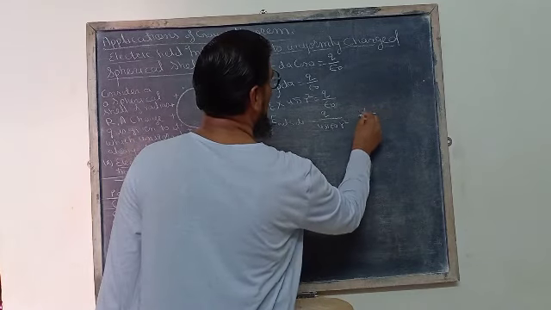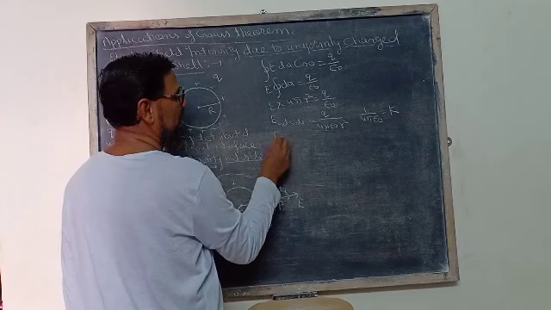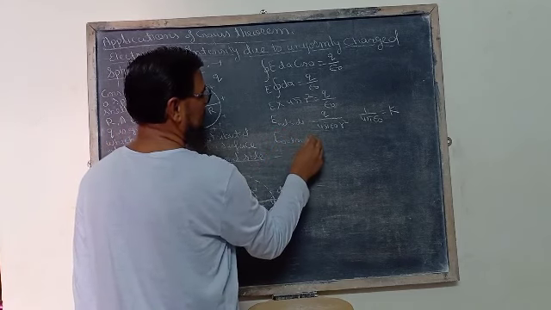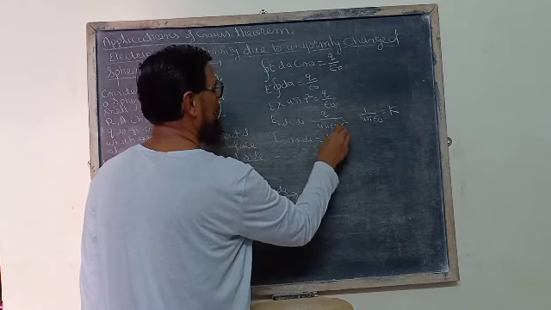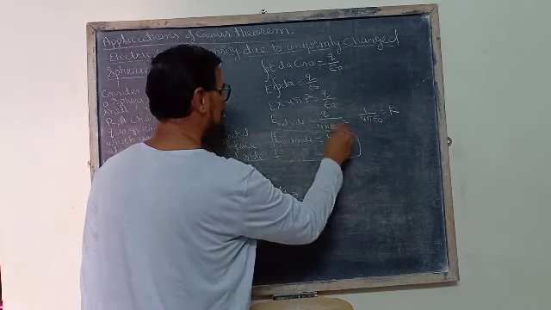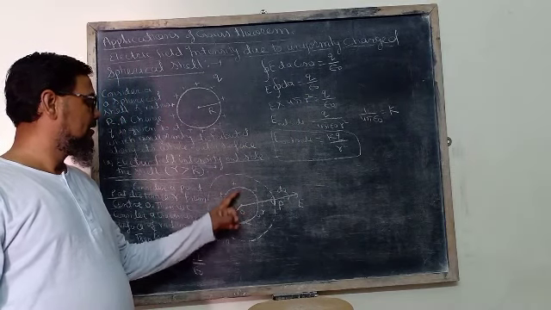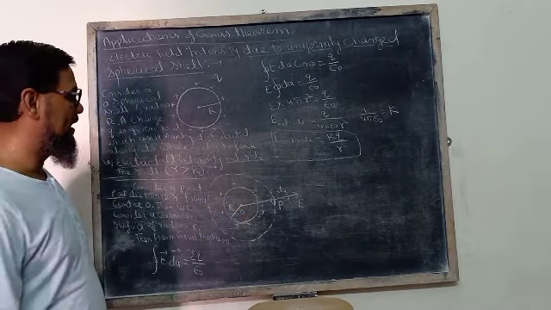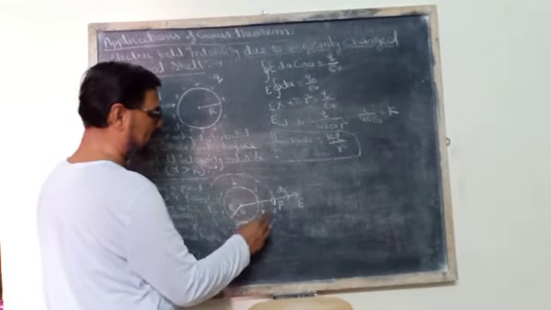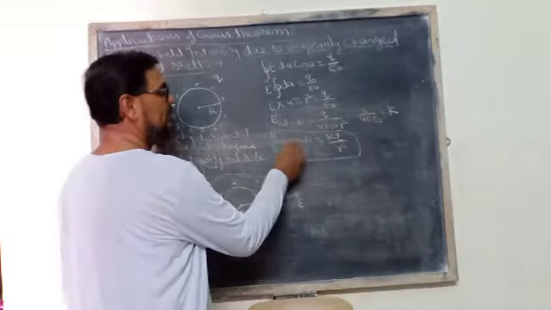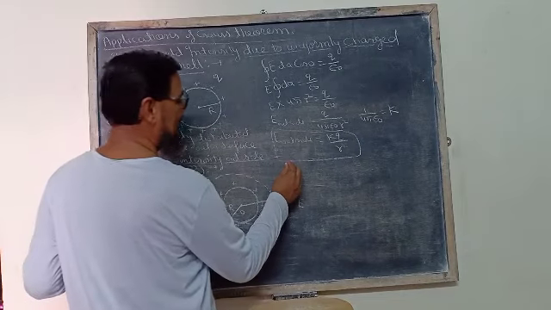We know that 1 upon 4 pi epsilon naught is equal to k. So E outside will be equal to kq upon r square. This means that in this case the spherical shell acts as a point charge, or the charge given to the spherical shell behaves like a point charge. E outside is equal to kq upon r square.